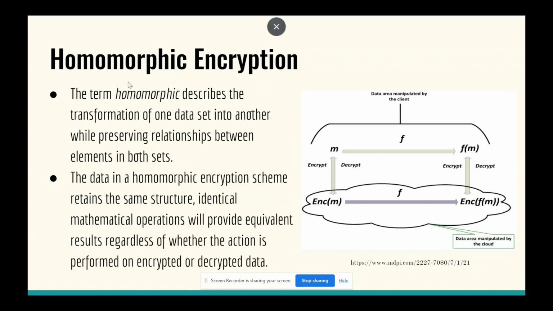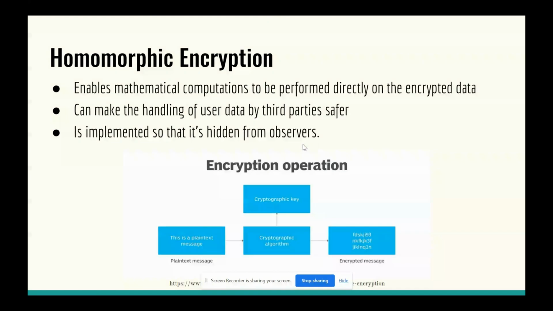Here, basically, homomorphic describes the transmission of data from one set to another while preserving the relationship between the elements in both the sets. This has a lot of applications, and it enables mathematical computations to be performed directly on the encrypted data. It also makes handling of user data by third parties safer, as I already said. And here we use a cryptographic key to encrypt and decrypt the message.